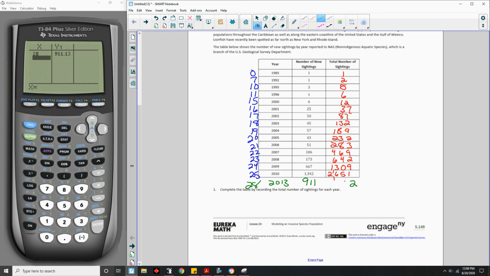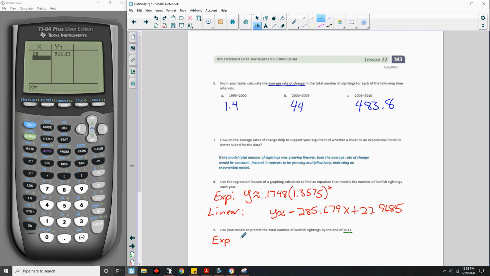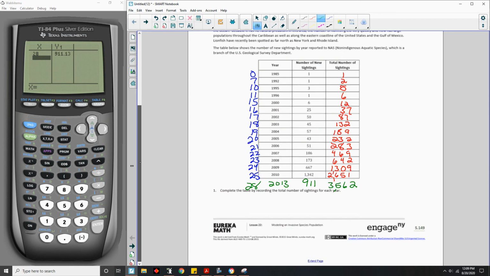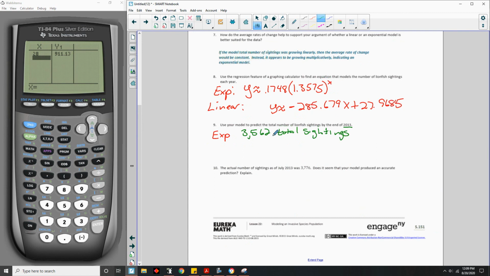So that's going to be 2. 5 plus 1 is 6. 9 plus 6 is 15. Carry the 1. So it's going to be 3,562. That makes more sense now. So using exponential, it's going to be approximately 3,562 total sightings, not just the number of sightings that year. Okay, just double checking. 3,562.